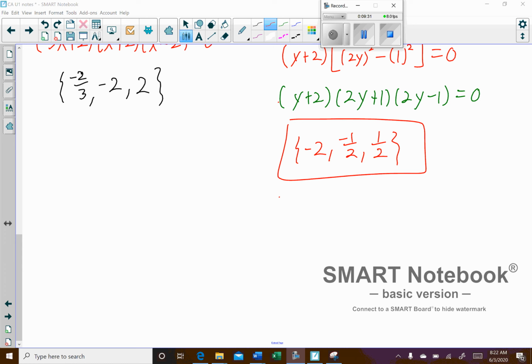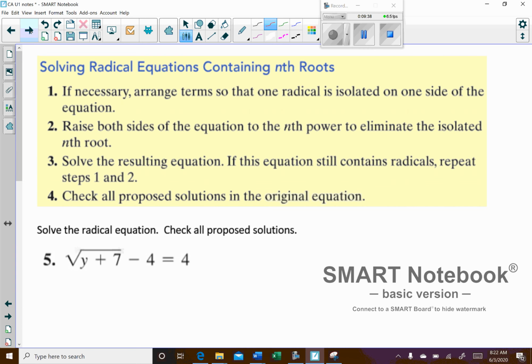Okay, so a lot of this was familiar. It was factoring and stuff, so hopefully that was not too bad. What we're going to look at next will be a little different. We're going to look at solving radical equations. So those are our square root equations. And so up here, this is kind of the steps for solving these.